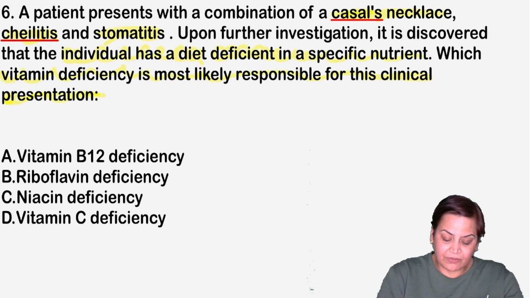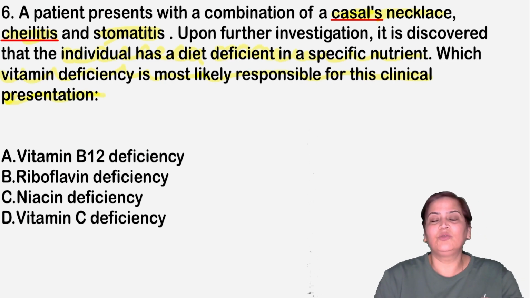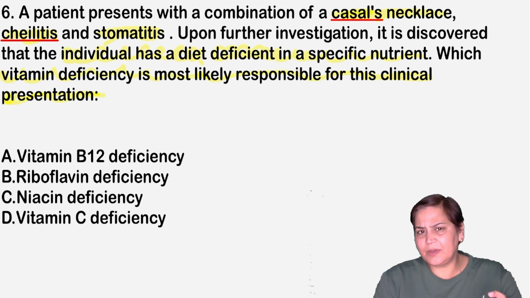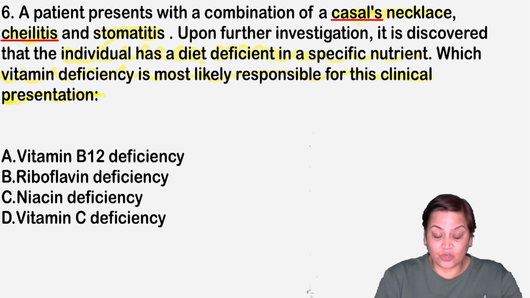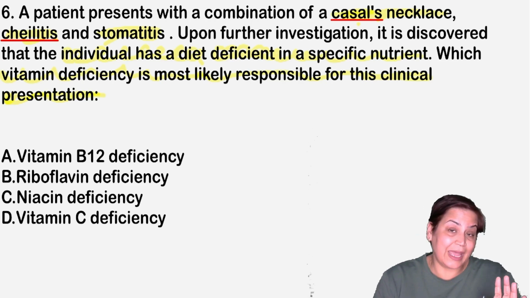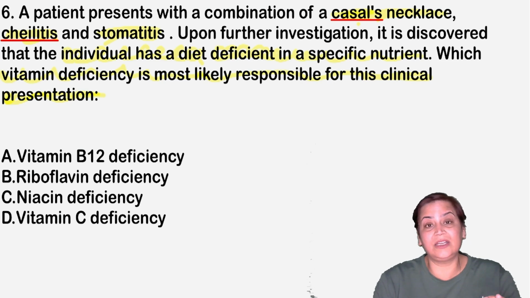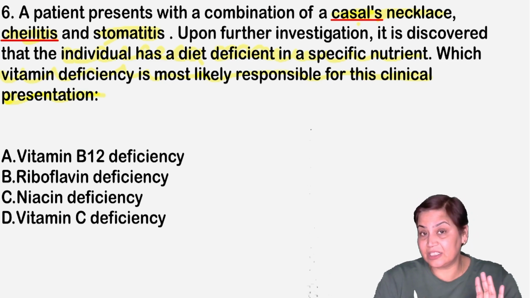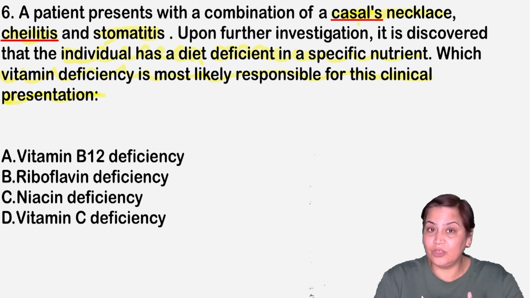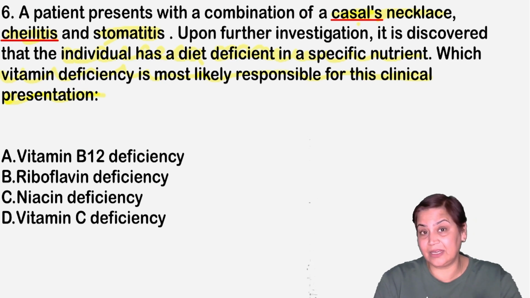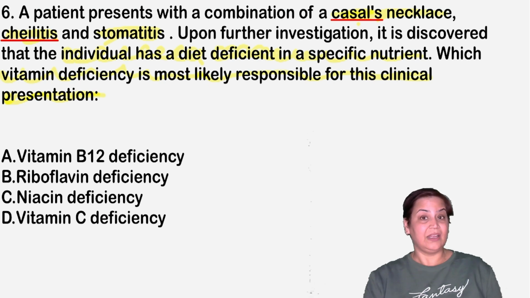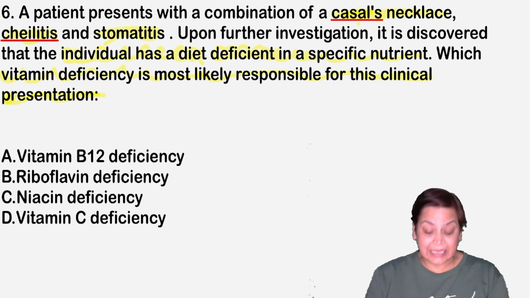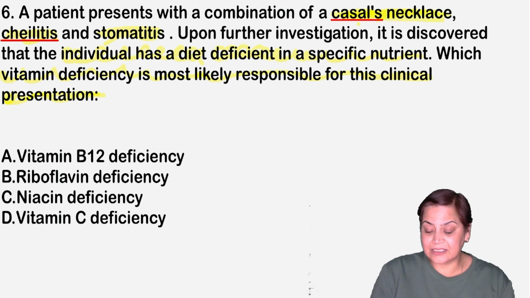Now look, if you look at the options, most of you must be confused between Casal necklace and stomatitis, because whenever we talk about angular stomatitis, we know that it is B2 deficiency, and we know B2 deficiency is characterized by 5 hallmarks. Cheilosis is there, angular stomatitis is there, corneal vascularization is there, seborrheic dermatitis is there, and glossitis is there. But here the term which predominates is Casal necklace.